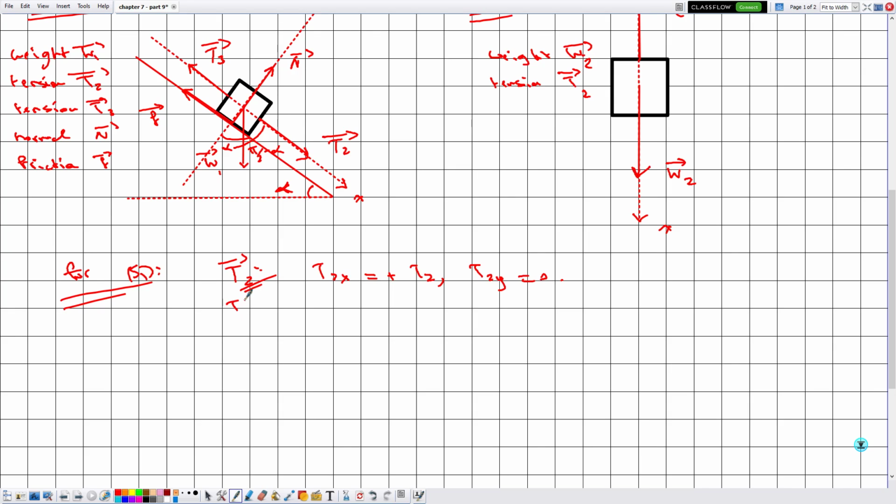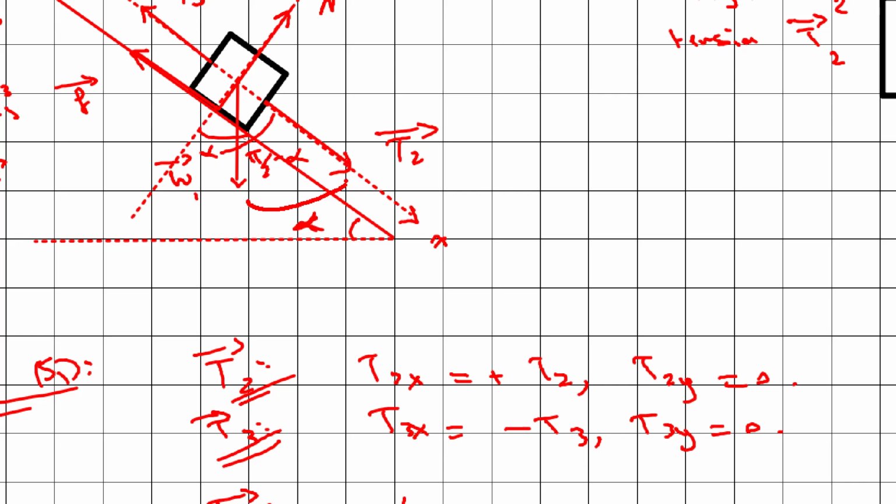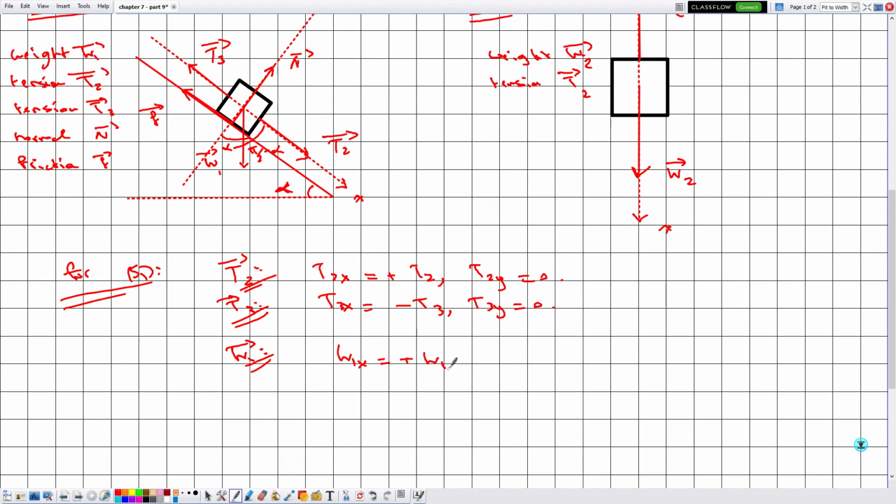Now as for the force T3, T3x is equal to minus T3 and T3y is equal to 0. Now in this case W1x is pointing in the positive direction of the x-axis, so it's plus W1 cosine of pi by 2 minus alpha, which is W1 sine alpha. As for W1y, it's equal to minus W1 cosine alpha because it's pointing in the negative direction.